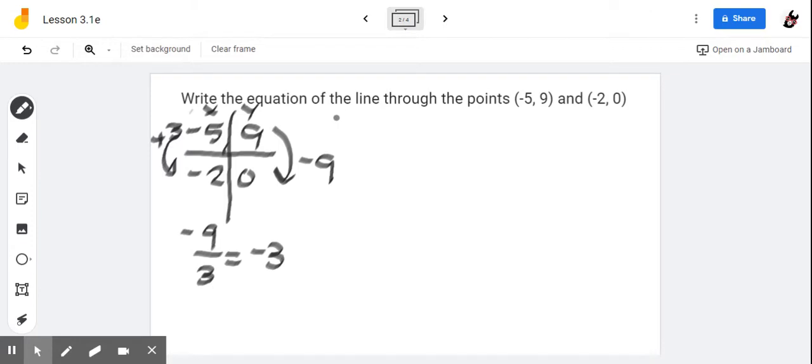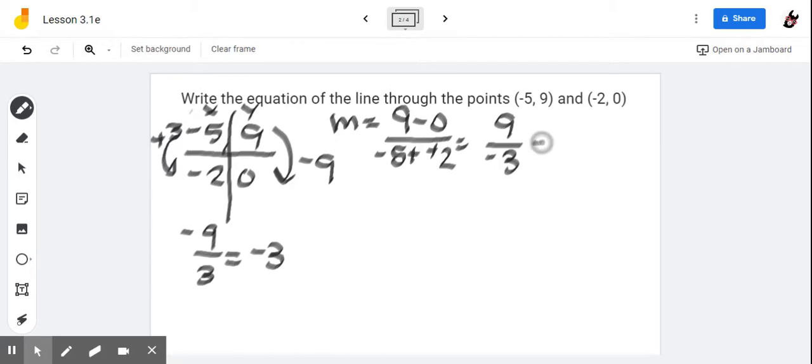The other thing you can do is use the slope formula, and I would have 9 minus 0 over -5 minus -2, which would also give me 9 over... and -5 minus -2 becomes -5 plus 2, -3. Sorry, I don't know why I wrote a 9 there. That should be a 3. So that still gives us a slope of -3, either way we look at it.